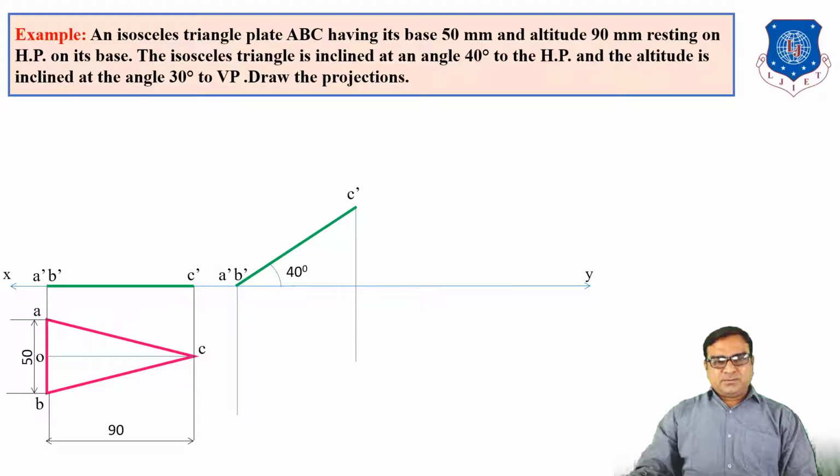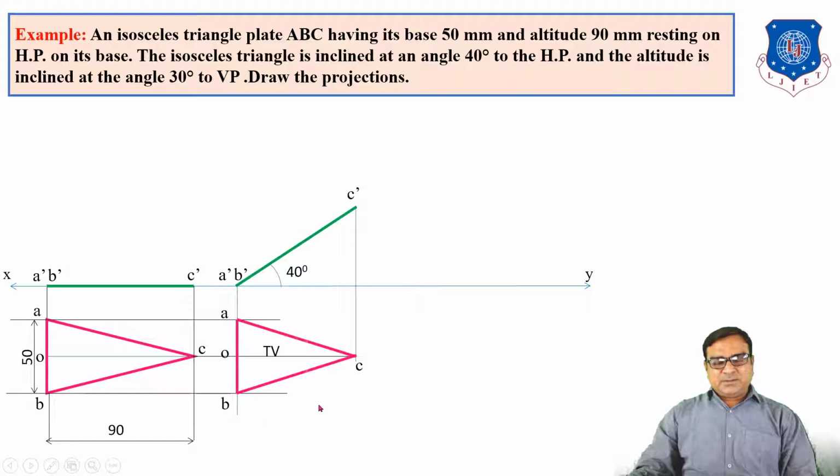Its top view, by taking vertical projection lines and horizontal projection lines, we will get points A, B, C; join them. This is the top view. Here in stage 1, OC is 90 mm, but here in stage number 2, the top view OC is less than the true length, means less than 90 mm. So your altitude is already inclined 40 degree to HP, and we want the altitude also inclined 30 degree to VP.